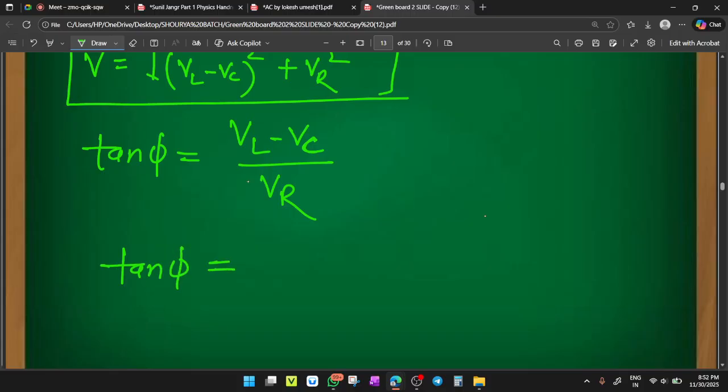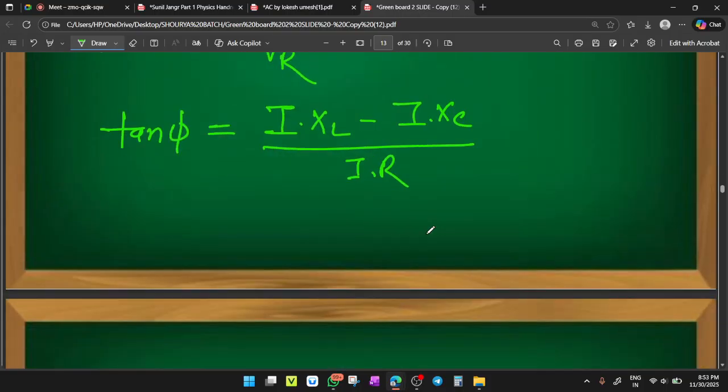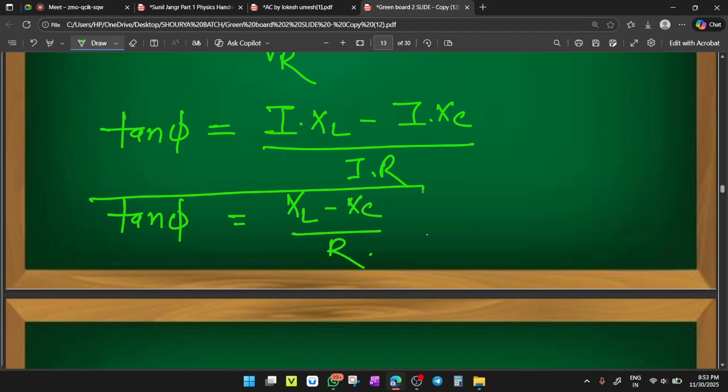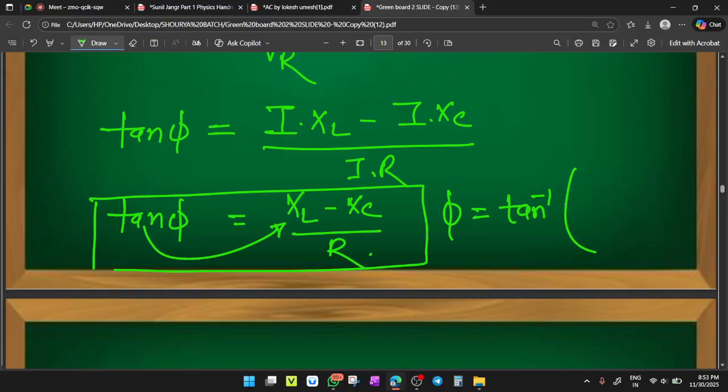In tan phi you can take I common. VL equals I into XL, VC becomes I into XC, VR becomes I into R. Take I common from the numerator and denominator, and tan phi becomes (XL minus XC) upon R. This is called the angle of phase. You can calculate phi by transferring this tan to the right side, and phi will become the inverse tan of (XL minus XC) upon R. Clear?